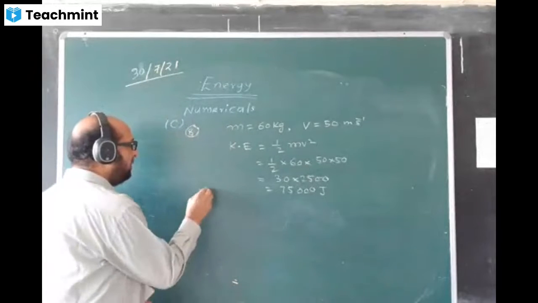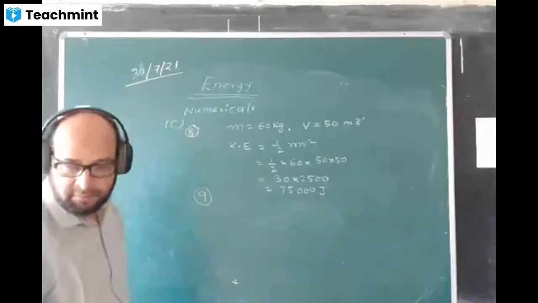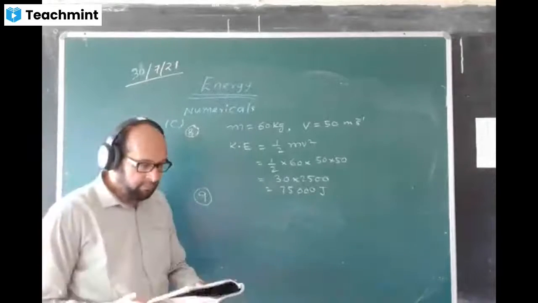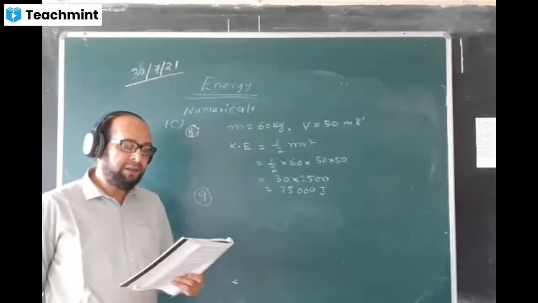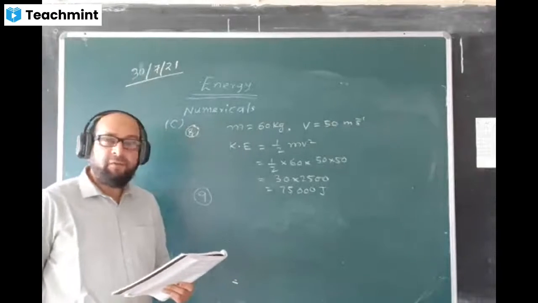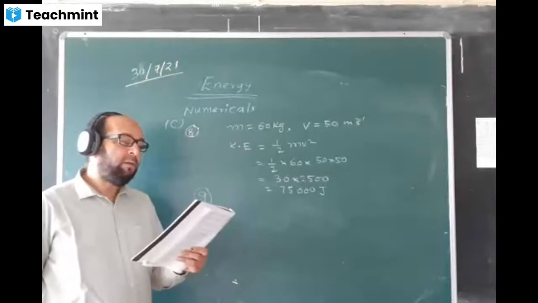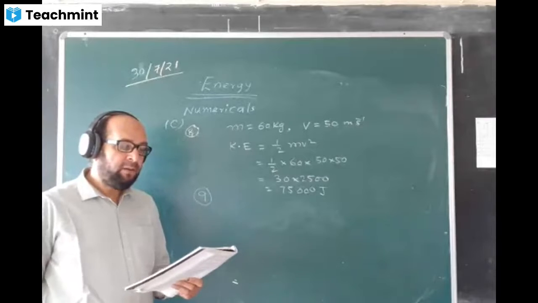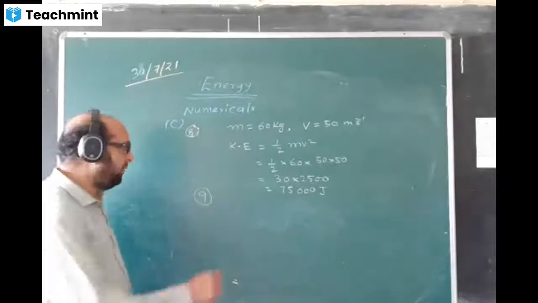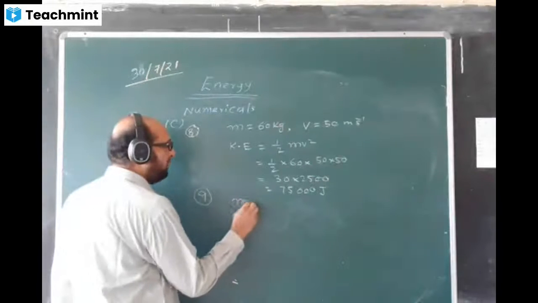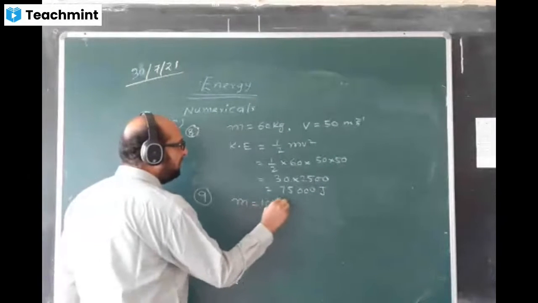Now I am doing question number 9. A truck of mass 1000 kg increases its speed from 36 km per hour to 72 km per hour. Find the increase in its kinetic energy. Okay, I'll write the information. Mass of the truck is given as 1000 kg.